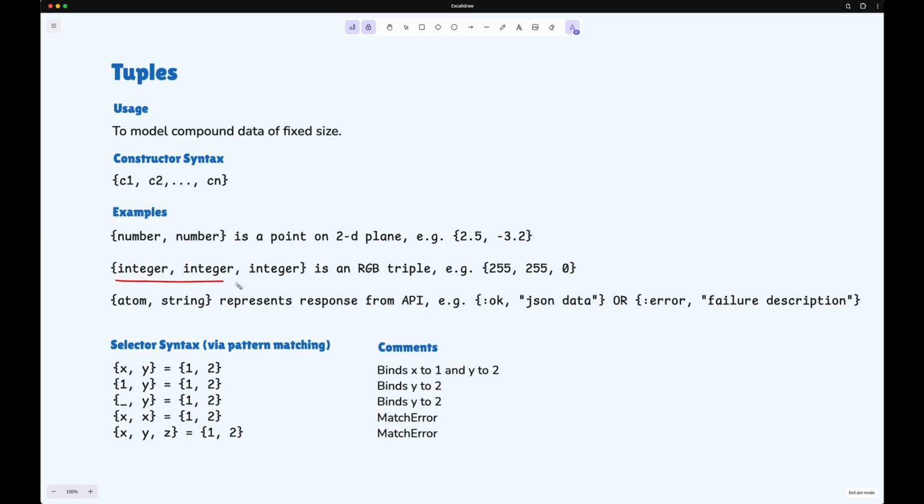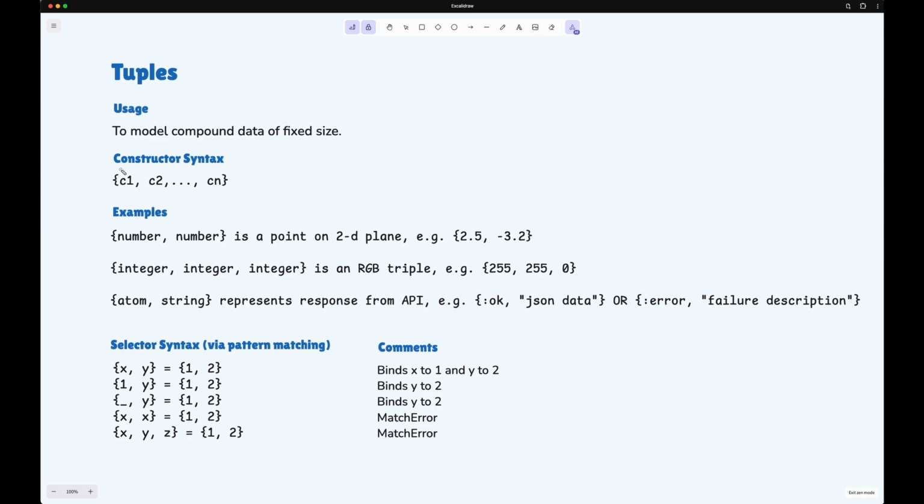The next example is 3 integers, and that can represent an RGB triple. Those are your 3 colors, red, green, and blue, for example, 255, 255, and 0. The next example is a 2-component tuple where the first is an atom and the second is a string. This could represent a response from an API, for example, OK and some data when the response is successful, or error and some failure description of that error.